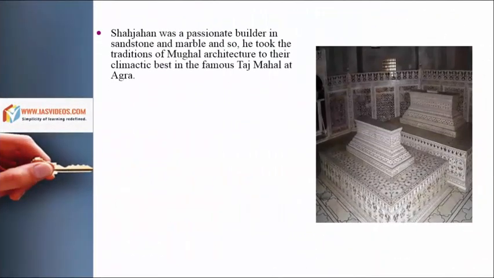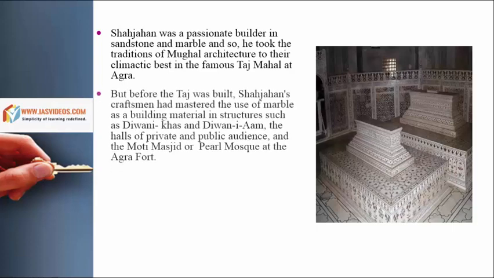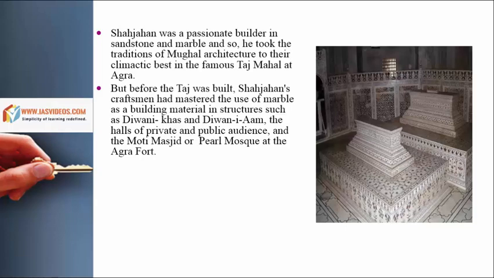Shah Jahan was a passionate builder in sandstone and marble, and so he took the traditions of Mughal architecture to their climactic best in the famous Taj Mahal at Agra. But before the Taj was built, Shah Jahan's craftsmen had mastered the use of marble as a building material in structures such as the Diwan-i-Khas and the Diwan-i-Am, the halls of private and public audience, and the Moti Masjid, a pearl mosque at the Agra fort.